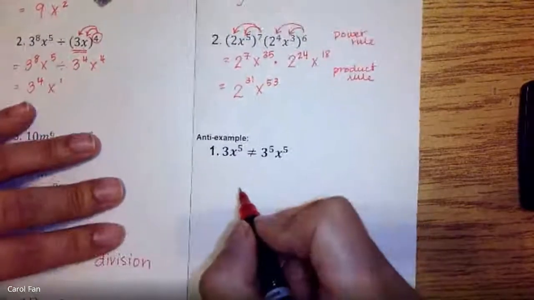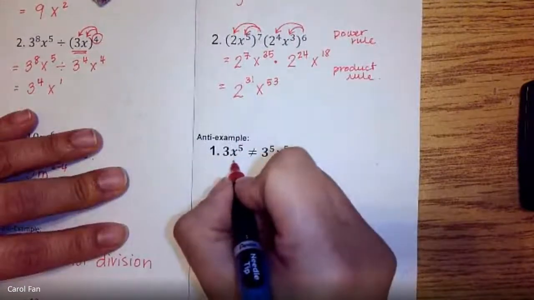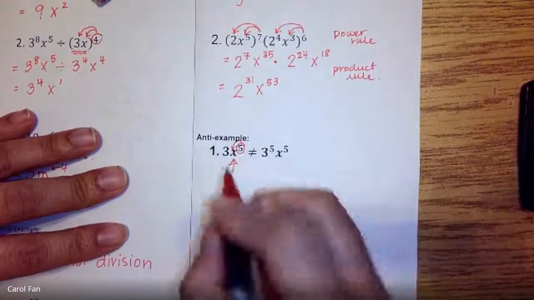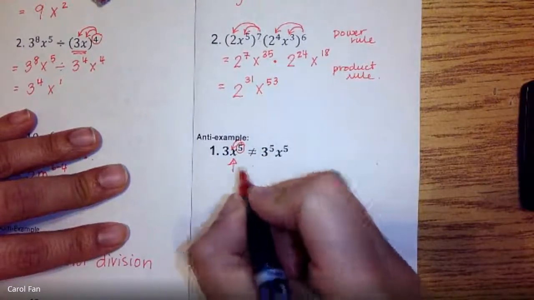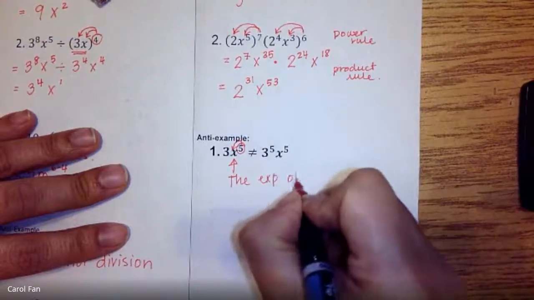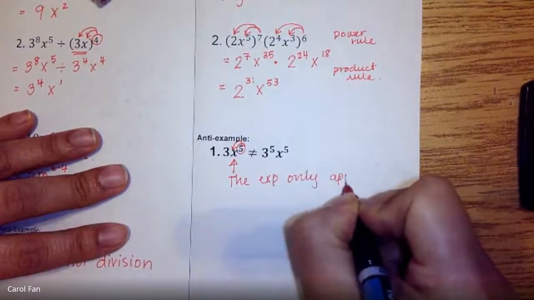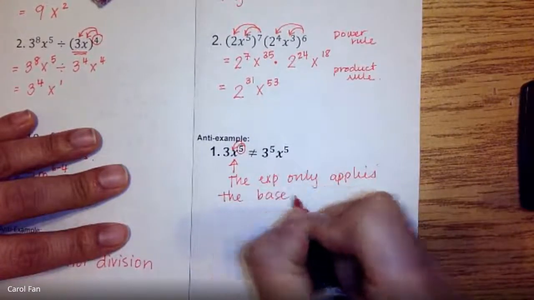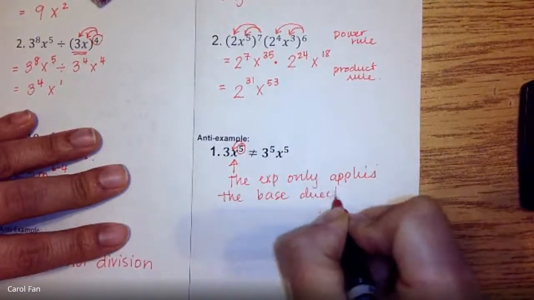Now, this is an anti-example because the 5 is only applied to the number in front. The exponent only applies to the base directly in front.